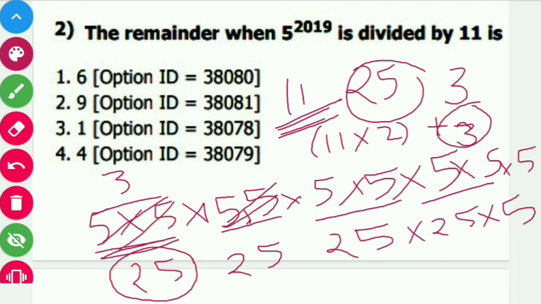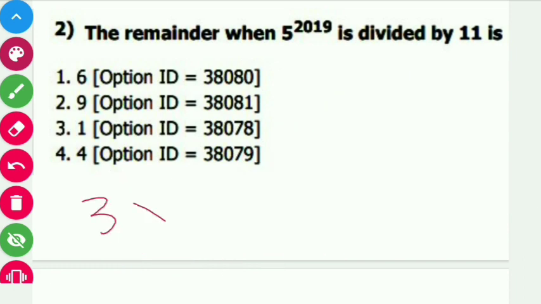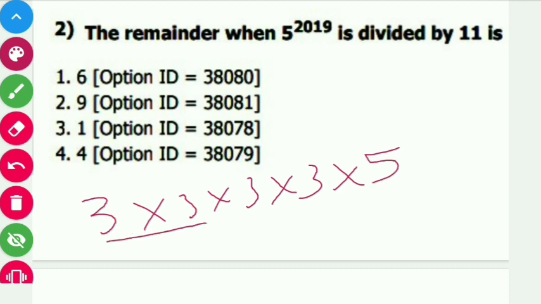For this pair it is 3, again for this it is 3, for this it is 3, and for 5 it is just 5, right? So we have 3 into 3 into 3 into 3 into 5. Now this multiplication gives 9 again, this is again 9, and this is 5 as it is.